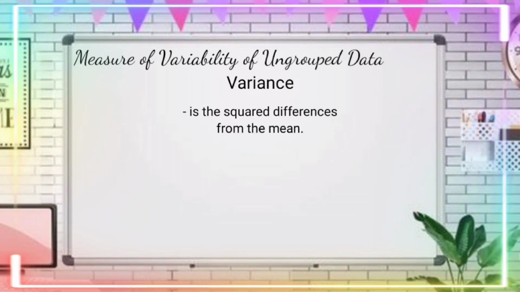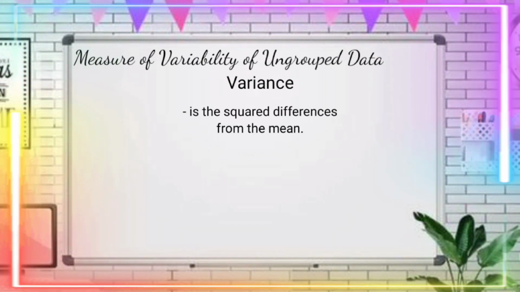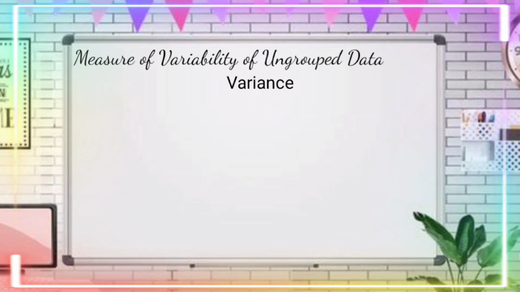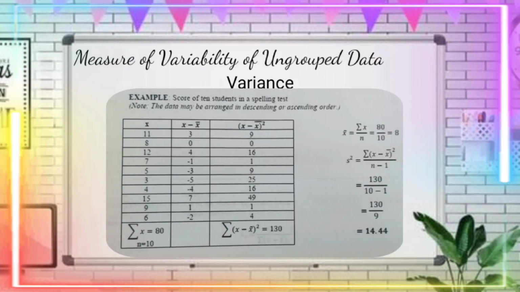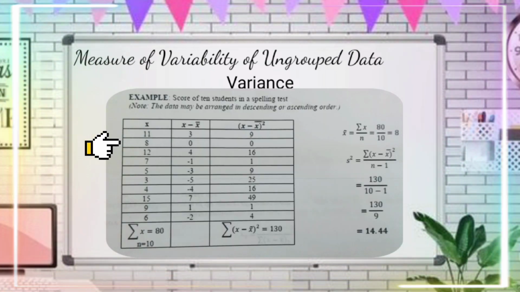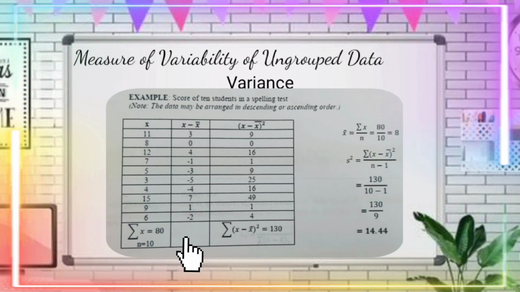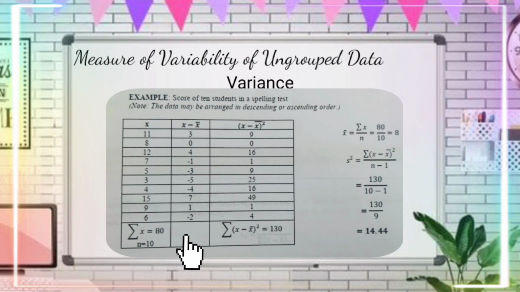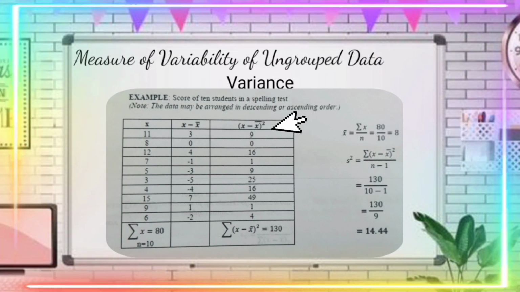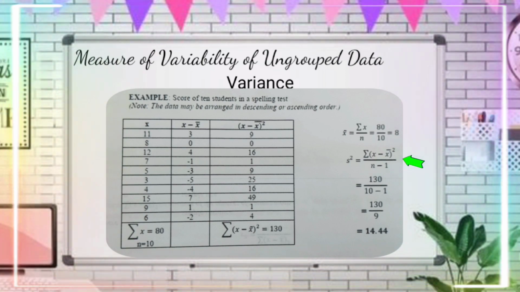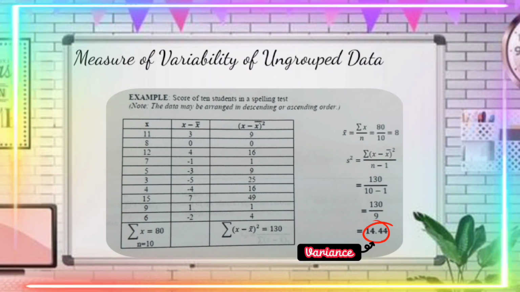Now let's proceed to the third measure of variability, the variance. It is the square of the differences from the mean. Let's have here an example. We have the scores of 10 students in a spelling test written in the first column, and the second column is the difference between each score and the mean, and the third column is the square of the difference. Now by using the formula, we get the variance of 14.44.